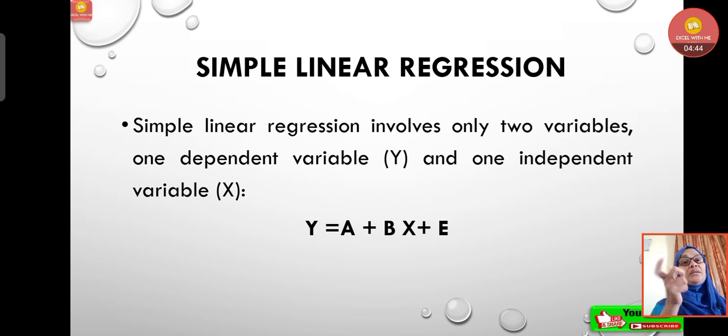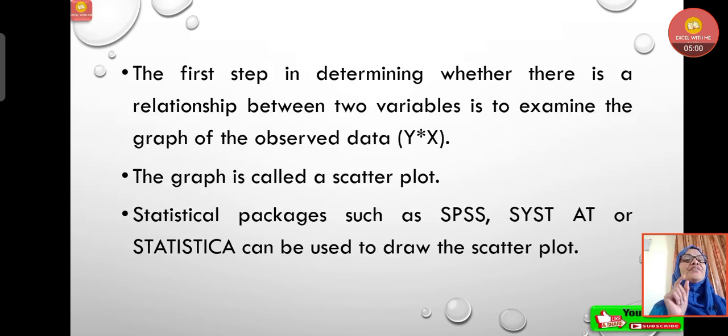First, simple linear regression involves only two variables, one dependent variable y and one independent variable x. We have to remember y equal to a plus b x plus e. The first step in determining whether there is a relationship between two variables is to examine the graph of the observed data, that is y and x. The graph is called a scatter plot. Now, statistical packages such as SPSS, SYSTAT or Statistica can be used to draw the scatter plot.